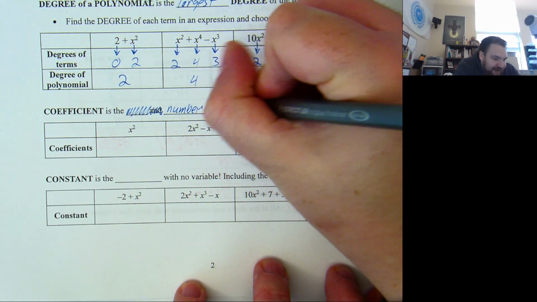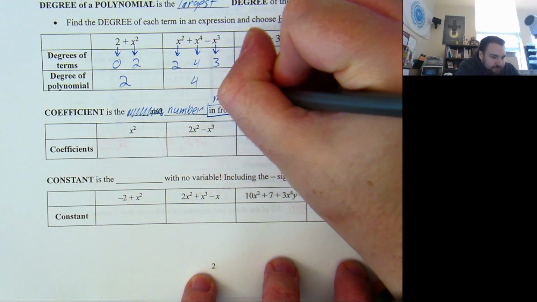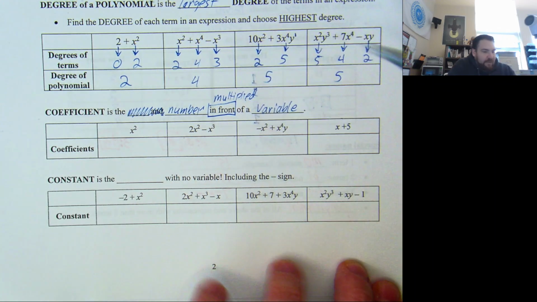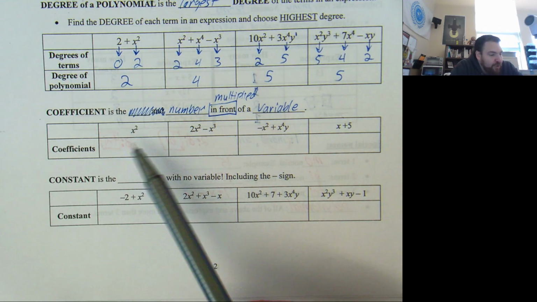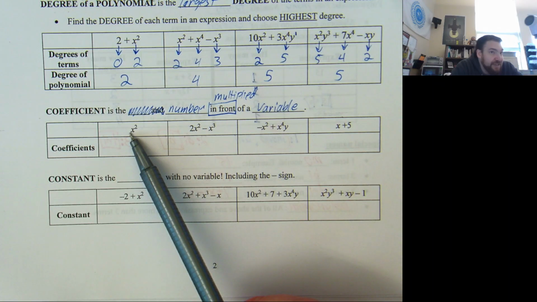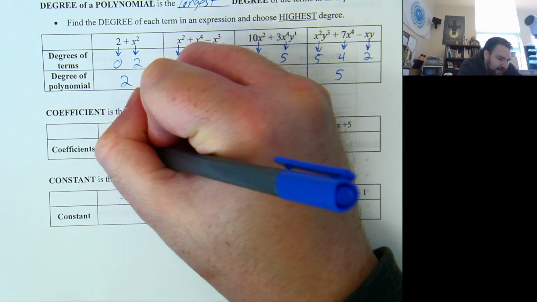When we say in front, how are they attached, the number and the variables? The number and the variable are attached with, if it's just sitting in front, multiplication. So the coefficient is the number multiplied in front of a variable. So when there is no number written in front of a variable, the number is assumed to be 1. So the coefficient on this guy is a 1.